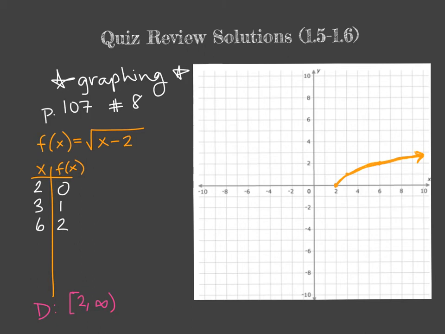That's our domain. Now, how could we have found that algebraically and not graphically? We could take what's under the square root and force it to be either 0 or greater than 0. Because that's what it has to be algebraically. Then when we add 2 to both sides, we'll have x is greater than or equal to 2, which in interval notation is what we just wrote.